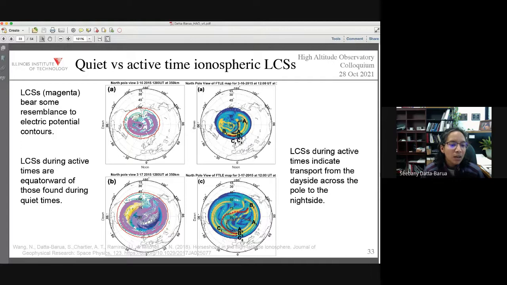But the difference is that with electric potential, you're getting a snapshot. So I've sort of mixed two things here. I'm showing a snapshot of electric potential, but a snapshot of the LCS that incorporates all the subsequent time and time variation of that electric potential. And then on the right-hand side is the same diagram as previously. So the top two plots show quiet time ionospheric LCS, and the bottom two plots show a geomagnetically active time period.